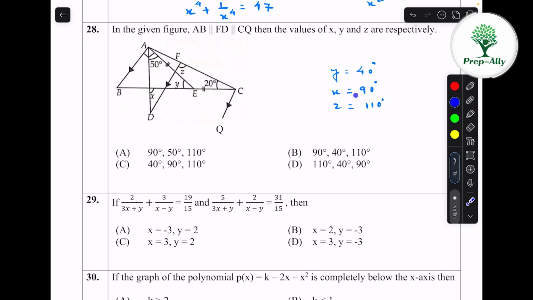So far x is 90, y is 40. Now see here, this angle is 90 degree, the symbol of 90 degree. This is 90 degree, this is 20 degree. Now this and this are parallel, so definitely this angle will be equal to this angle. So it is 90, it is 20, so 90 plus 20, 110. So z will be 110 degree. So x is 90, y is 40, z is 110. This one is the correct answer.